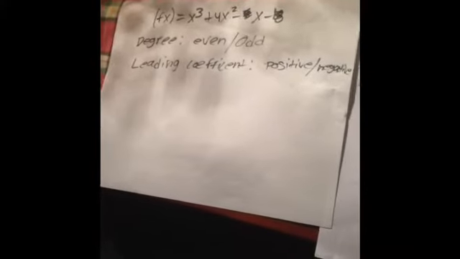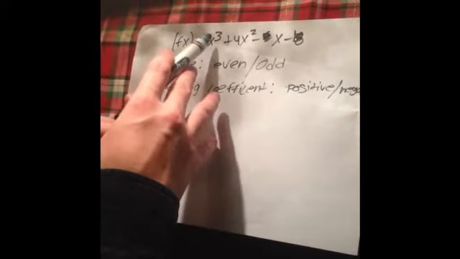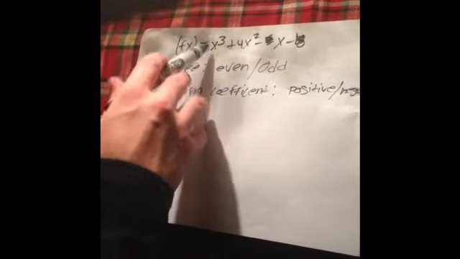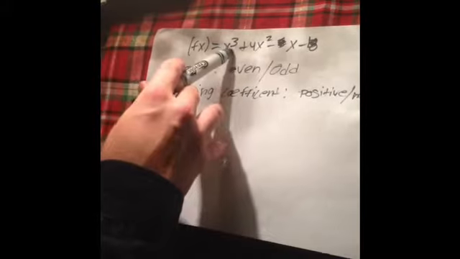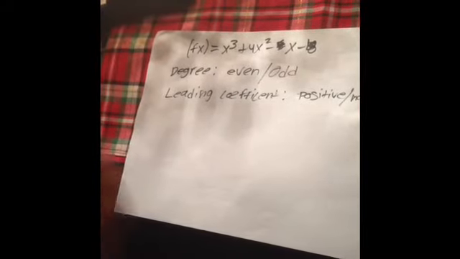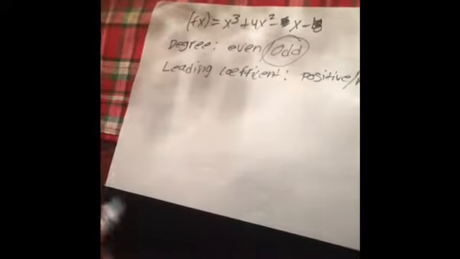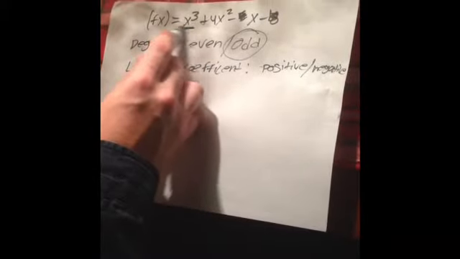Okay, so to answer this problem, we had to find out if the degree is even or odd. Now to find that out, we look at the exponent that's highest. So here it's x to the third. So is the exponent odd or even? I'm pretty sure it's odd. Circle odd. And then to find the leading coefficient, we have to decide if this is positive or negative.